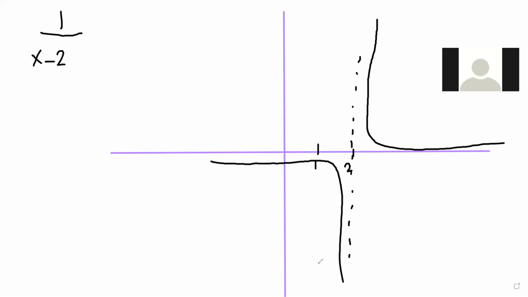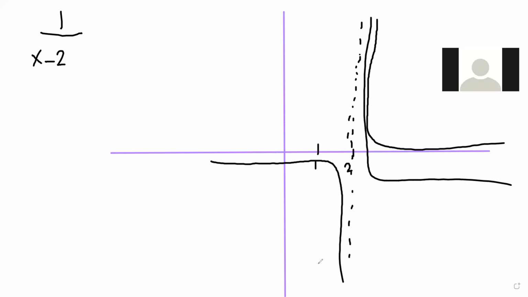Teacher, it will not touch what? This line, the 2? Yes. Okay, but no problem if it touches the y-axis. Sometimes there's a problem, sometimes no. Sometimes you can make it like this, but later on, I will tell you about this.